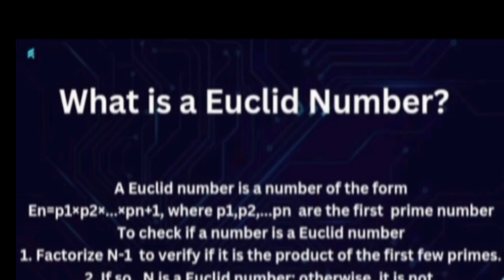To check if a number is a Euclid number, it should satisfy the following conditions. That is, factorize n minus 1 to verify if it is the product of the first few primes. If so, n is a Euclid number, otherwise it is not.